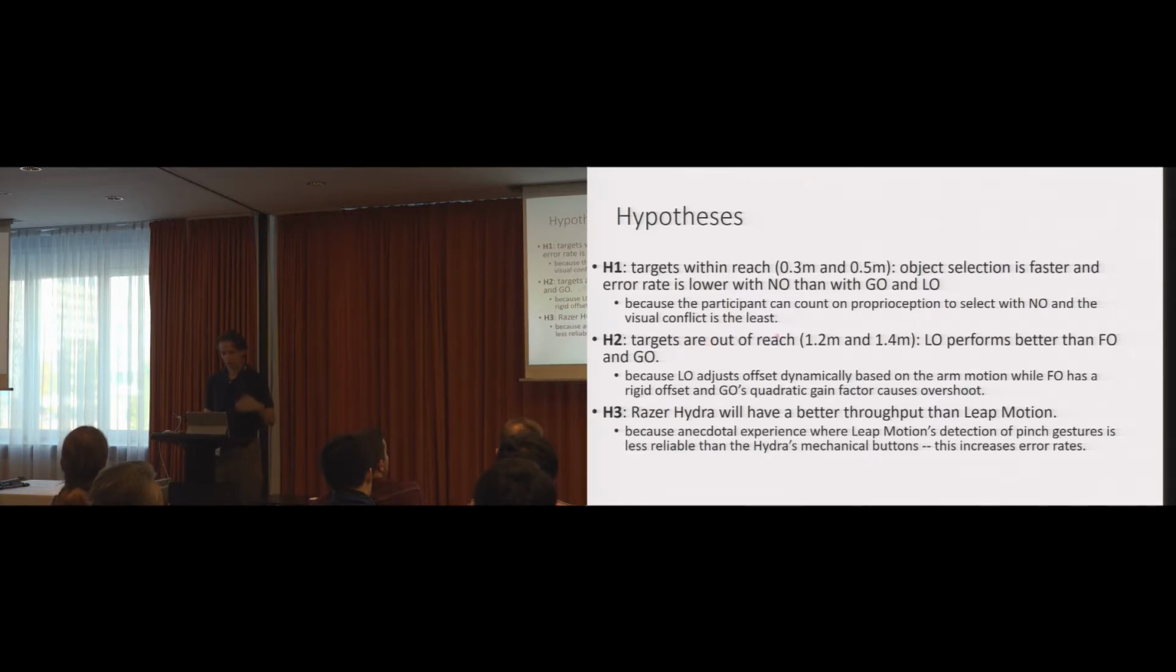For the out of reach conditions, we expected the linear offset to perform better than the fixed or go-go. Better than the fixed makes sense because you have a little bit more dynamic range. Relative to the go-go, that was based on the fact that the quadratic gain factor could make it easier to overshoot or undershoot. And last, from developing the software and pilot testing, we expected that the Hydra would do better than the Leap Motion because the pinch gesture recognition seemed to have a negative effect, increasing error rates.